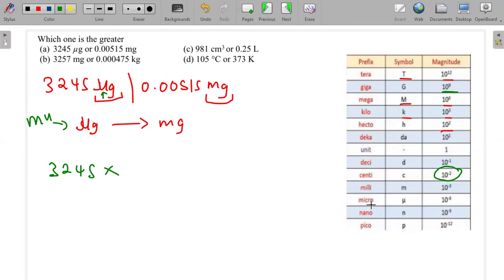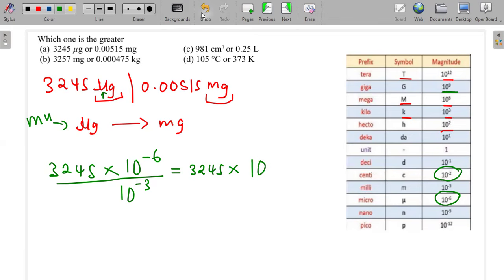So the mu represents the micro, and it has a value of 10 to the power minus 6. Okay. So I'll just multiply by 10 to the power minus 6, and then divide it by the value of the prefix where I'm going, which is the milli. So milli has 10 to the power minus 3 like this. So this part is the same as 3,245 multiplied by 10 to the power minus 6 over 10 to the power minus 3.